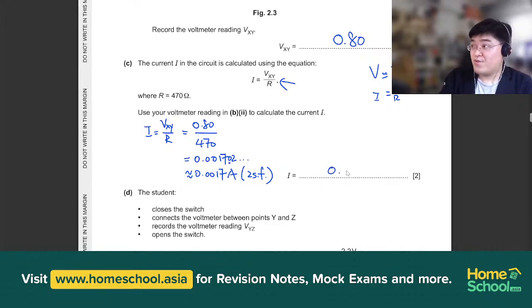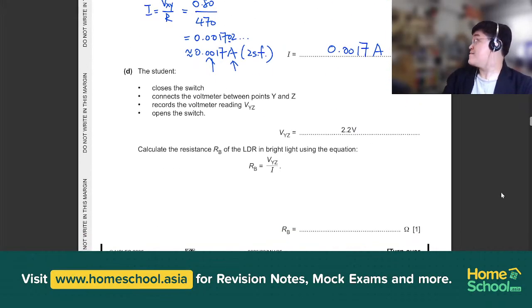Let's write it down: 0.0017 amperes. Do remember this: if there is no unit over here, you have to write down the unit right here. So 0.0017 amperes in 2 significant figures. This is a 2-mark question, so how do you get the full 2 marks? The first mark is if you write 0.0017, 2 significant figures. The second mark is if you write your answer in amperes. This is your 2 marks done like this.